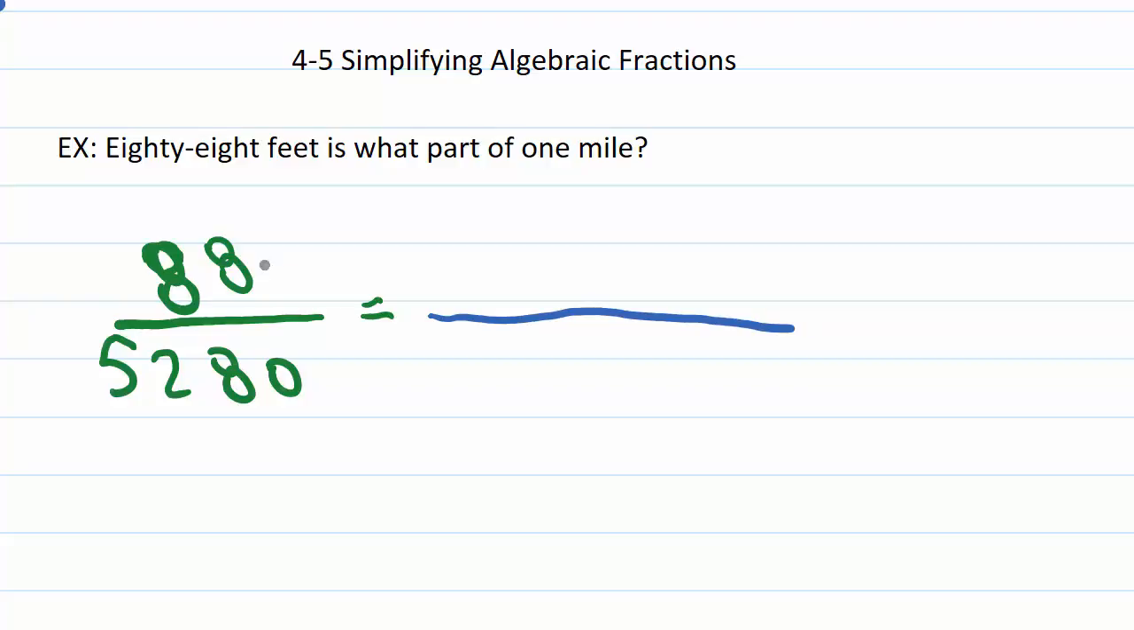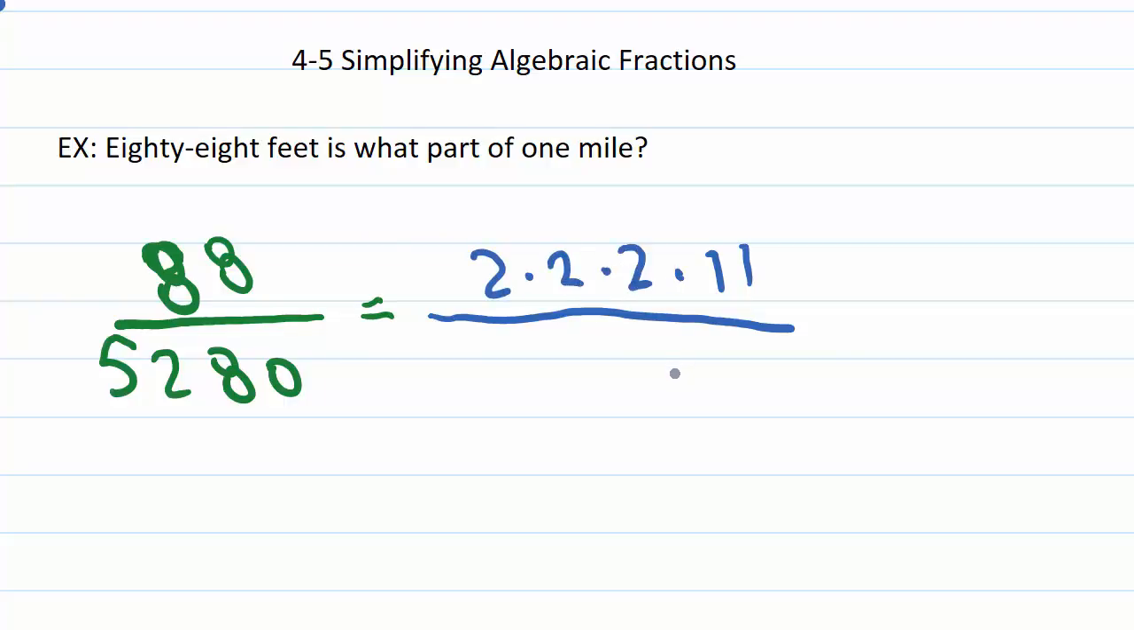88 is 8 times 11. That one's not so bad, not so hard to figure out. So 11 is already prime. Is 8 prime? Now 8 is not prime because 8 is even, so it's divisible by 2. And maybe by now you've factored enough that you know 8 is 2 times 2 times 2.